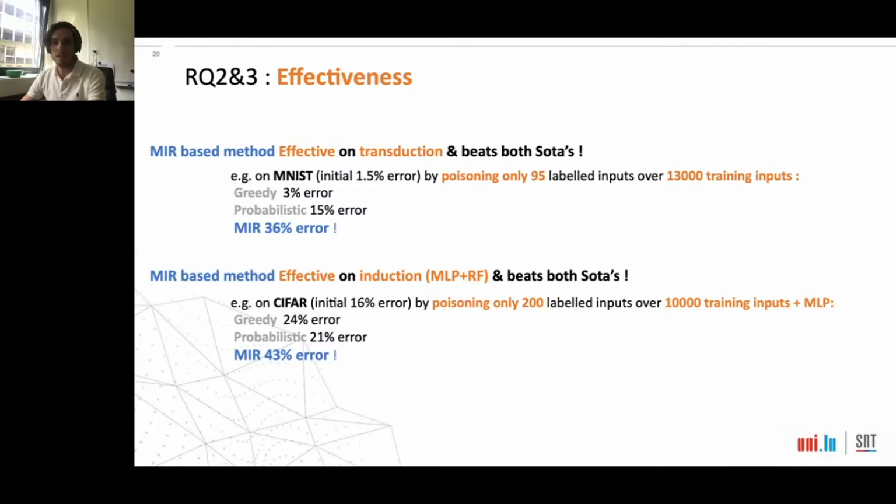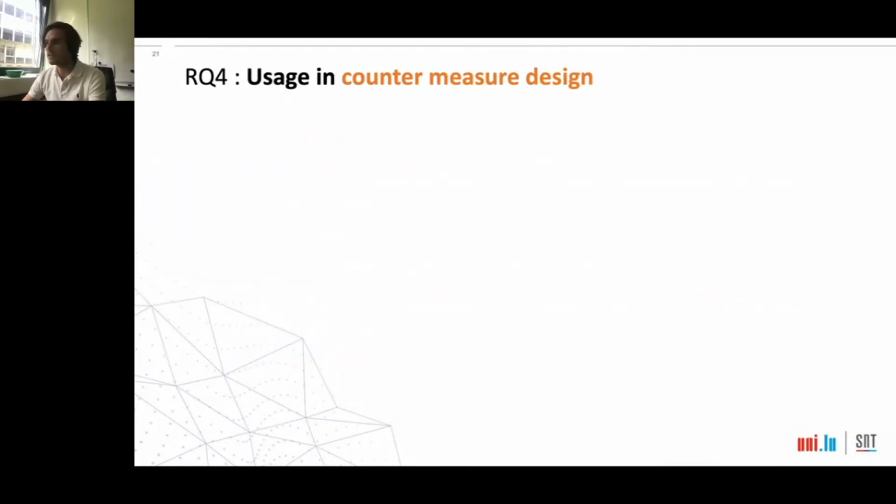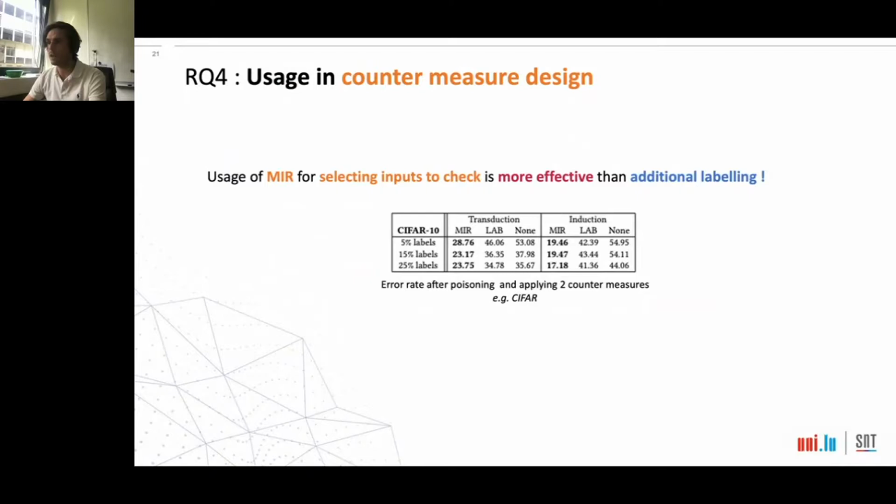Finally, how can it be used for countermeasure design? What we apply as countermeasures is first to check the inputs that were more relevant according to the MIR value, and the second one is to randomly label additional inputs, so spending time to additionally label inputs. And we found out that double checking based on MIR value was way more relevant and more effective to mitigate the effect.